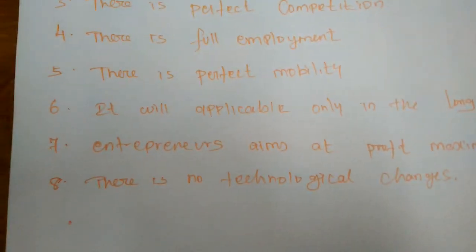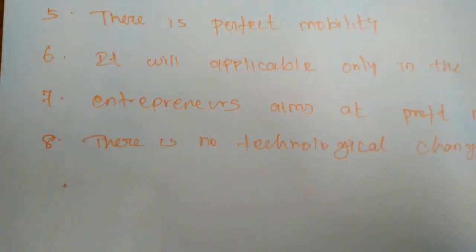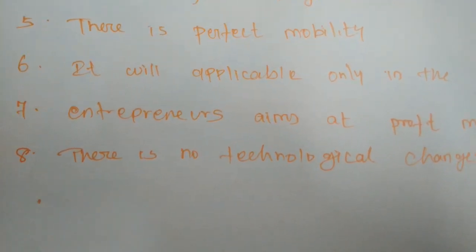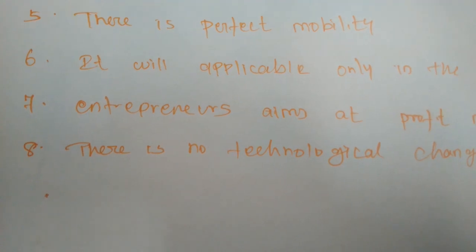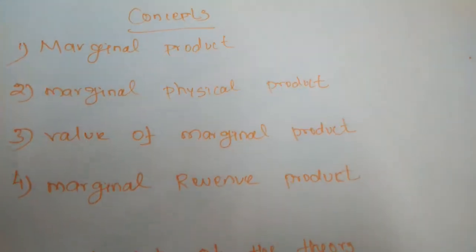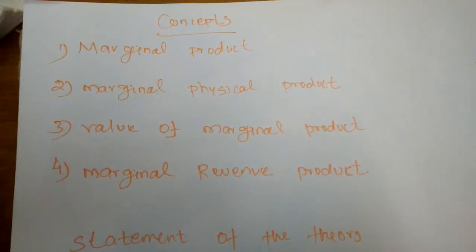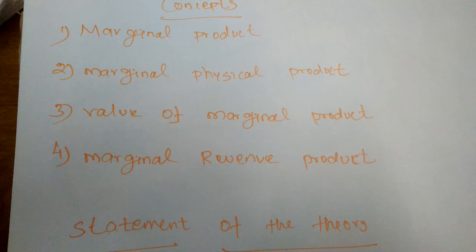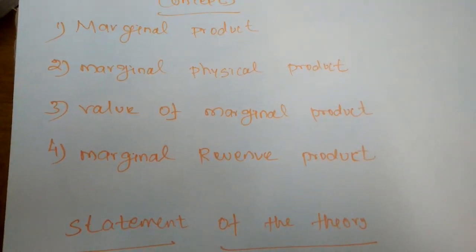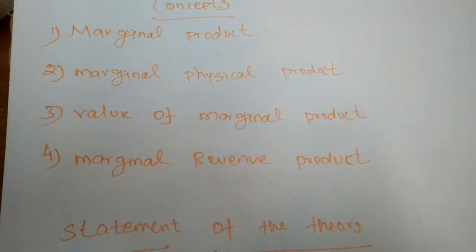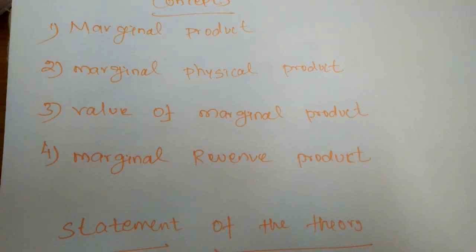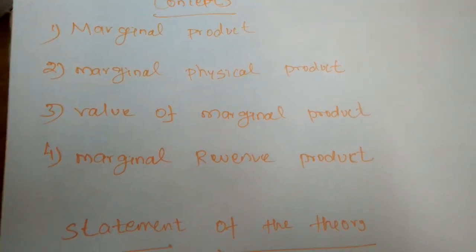So if you are considering the assumptions, we have to explain the marginal productivity theory. So according to the marginal productivity theory of distribution, the price or the reward for any factor of production is equal to the marginal productivity of that factor. In short, each factor is rewarded according to its marginal productivity.